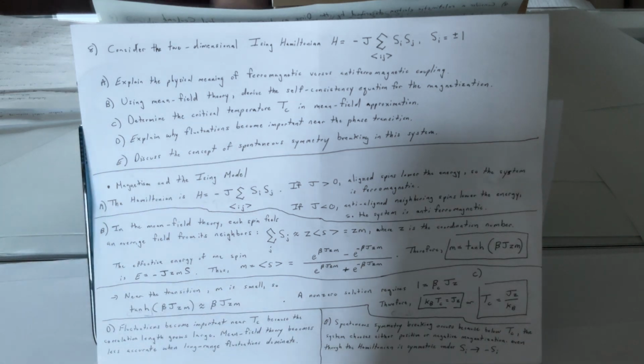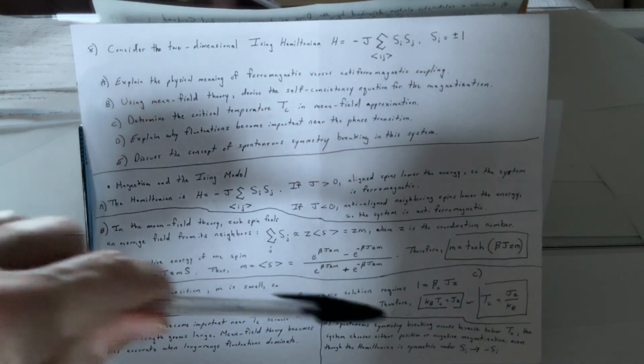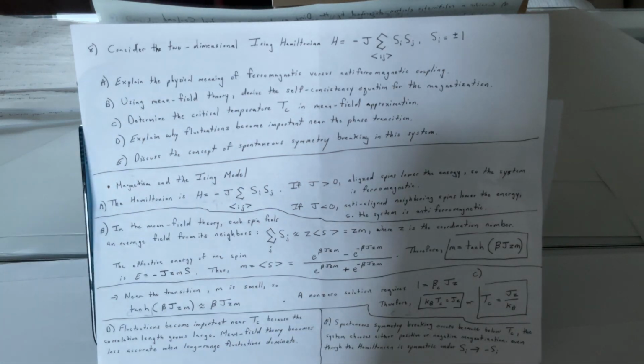And spontaneous symmetry breaking occurs because below T sub c, the system chooses either positive or negative magnetization, even though the Hamiltonian is symmetric under S sub i to negative S sub i. Okay, that's number 8. Moving along to number 9.